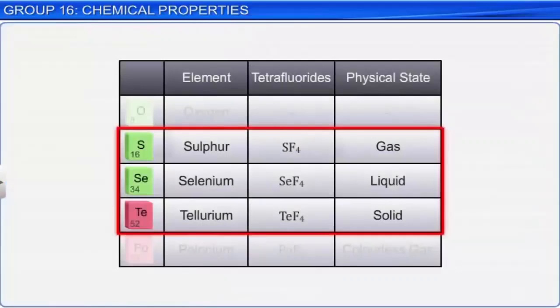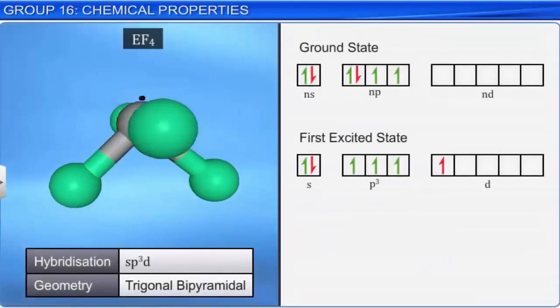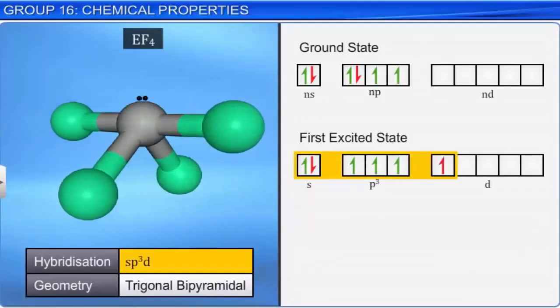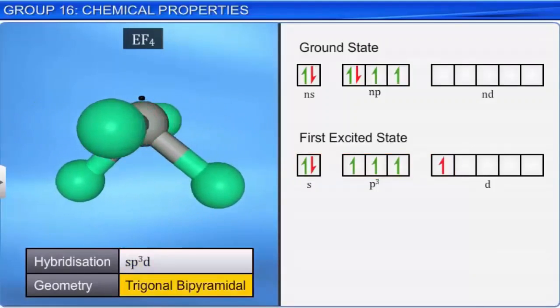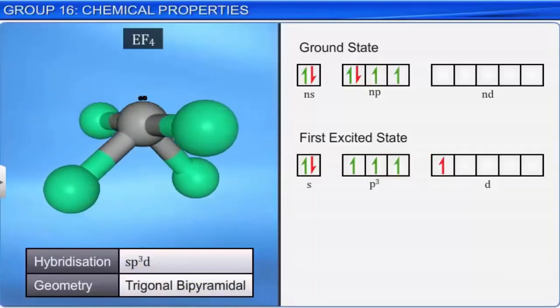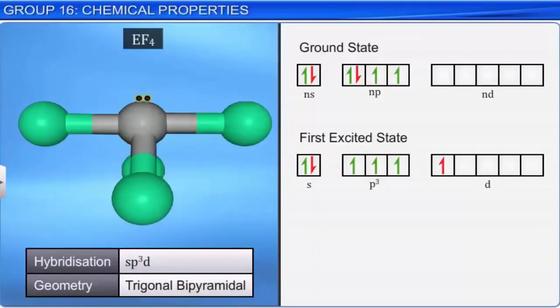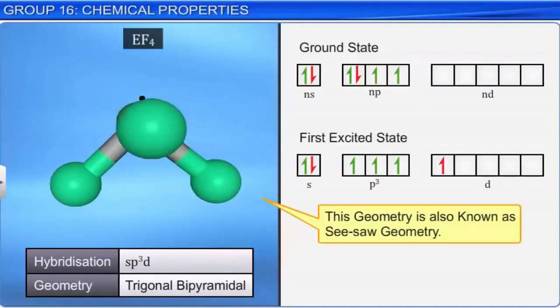Among the tetrafluorides of group 16 elements, sulfur tetrafluoride is a gas, selenium tetrafluoride is a liquid, and tellurium tetrafluoride is a solid. These tetrafluorides undergo sp3d hybridization and hence have trigonal bipyramidal geometry, in which one of the equatorial positions is occupied by a lone pair of electrons. This geometry is also known as seesaw geometry.